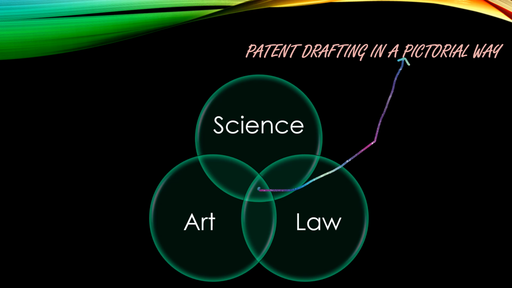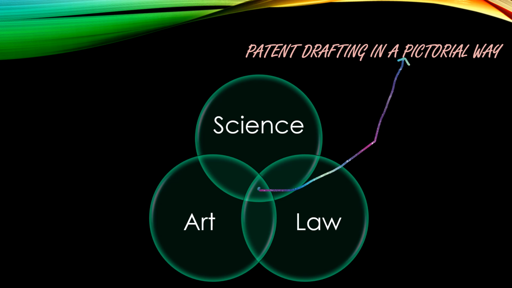Now friends, you can see here there are three circles. One depicts science, one depicts art, and one depicts law. And these three circles are intermingled with each other. Okay, and we can say patent drafting, when it is to be shown in a pictorial way, should accompany art, science and law. That's why we can define patent drafting in this way.